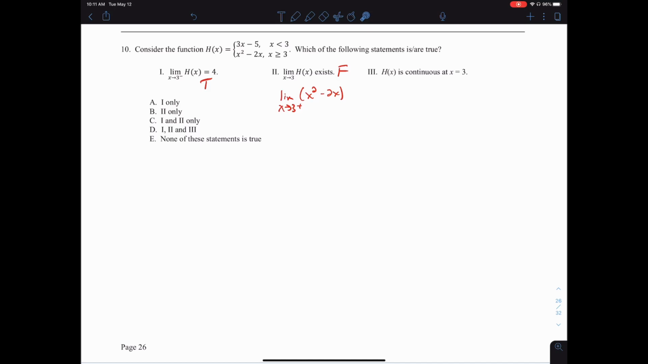That's false. Part 3, h is continuous at x equals 3. Well, it can't be continuous because one part of the three-part definition of continuity is that the limit exists, and it doesn't. So we are looking at A only.